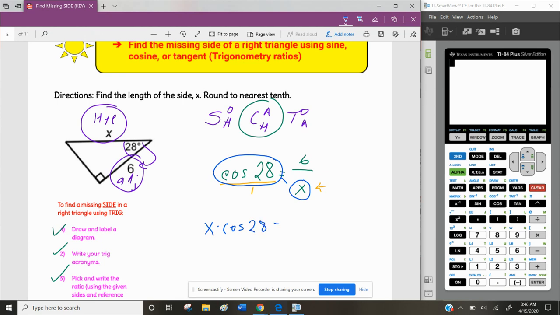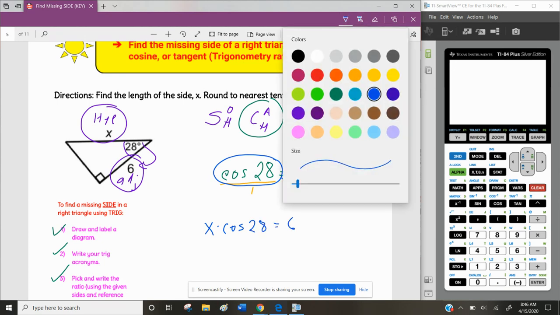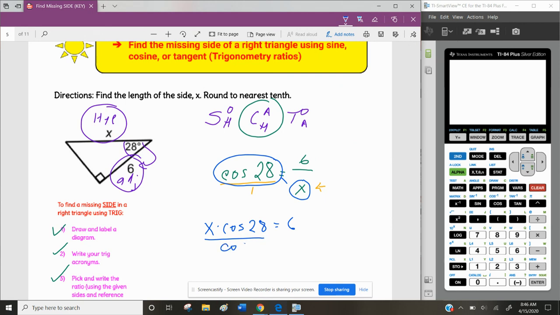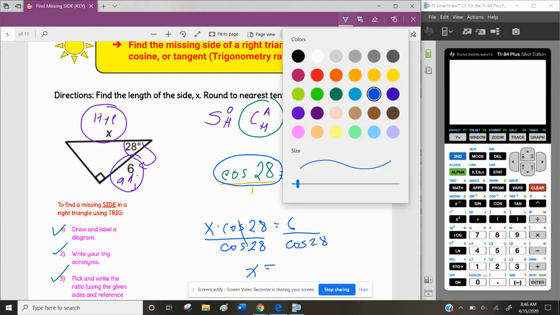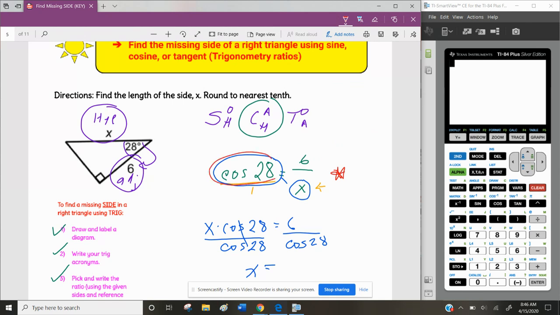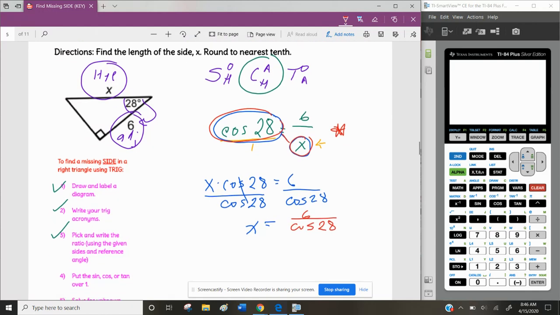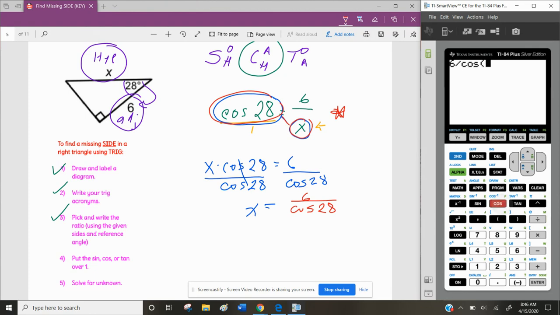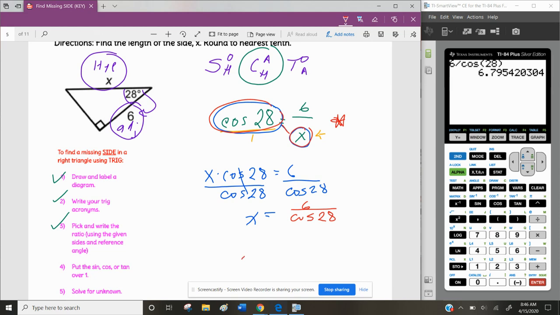Cos 28 x equals 6. And then we would divide both sides by the cos of 28. And so that's what I'm left with. So notice the shortcut here. The shortcut is to just switch these two when you're looking for something in the denominator. So we're going to end up with 6 divided by the cosine of 28. And we're going to put that in our calculator. 6 divided by cosine 28. Enter, round to the nearest tenths. So x equals, or our hypotenuse would be 6.8.